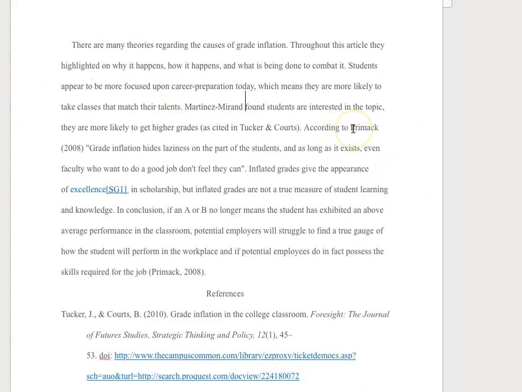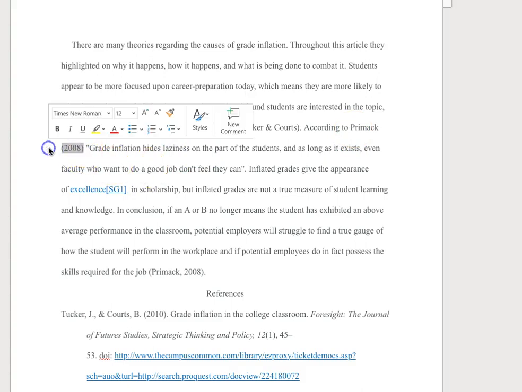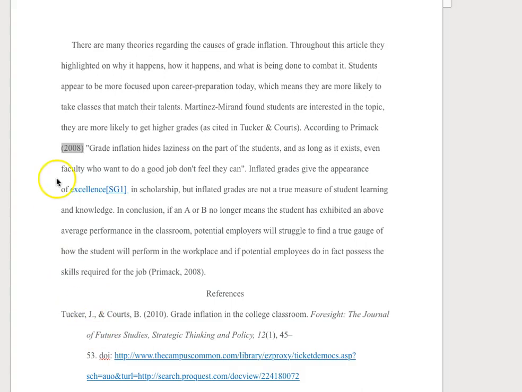According to Primac, okay, we're going to assume that this is the same story. Their 2008 doesn't matter unless it's something down here that you actually read in full text, in which case that needs to be here. I'm going to get rid of that. According to Primac, grade inflation hides laziness on the part of the students. Blah, blah. So let's look at this. So how do we fix it?